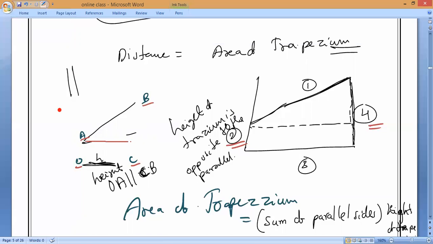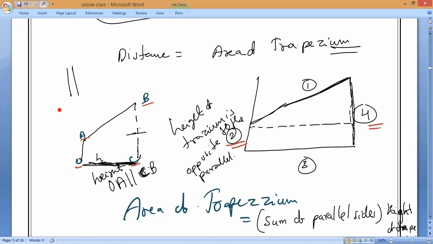Now, that is what all of you should remember. So if you notice it, that is what everybody should remember. Opposite to the parallel sides, which we used to call as height. Is it okay? That is the formula of trapezium.